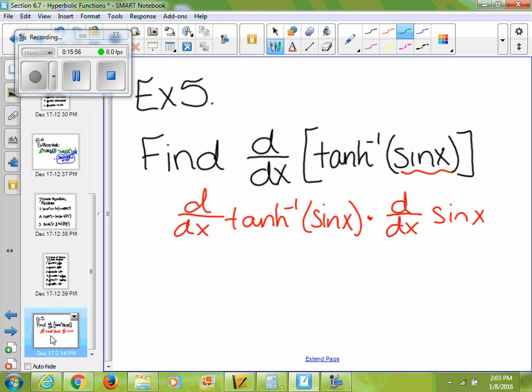Alright, so Kira, what is the formula for the derivative of the inverse hyperbolic tangent function? 1 minus x squared. Okay, so my formula is 1 over 1 minus x squared, but in this case my x is actually the function sine of x, so this would be 1 over 1 minus sine of x squared.